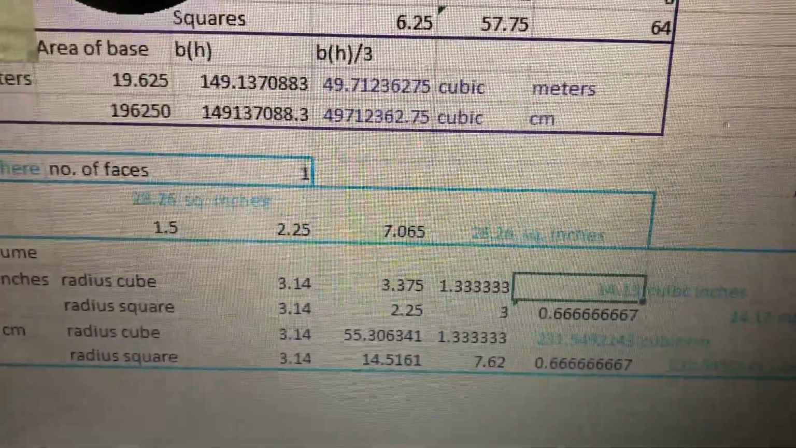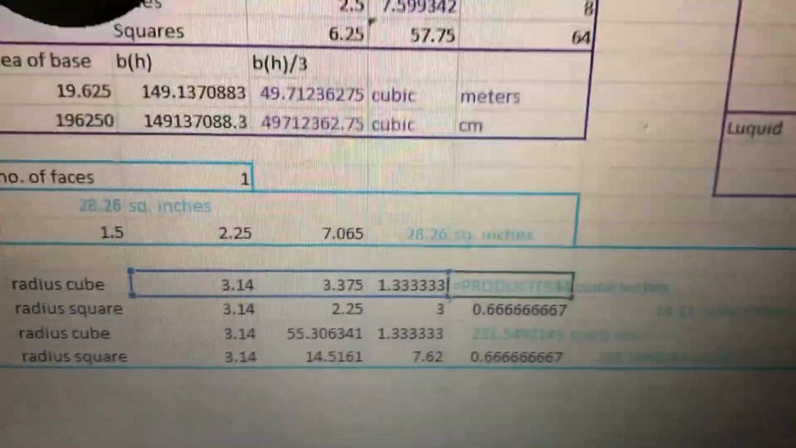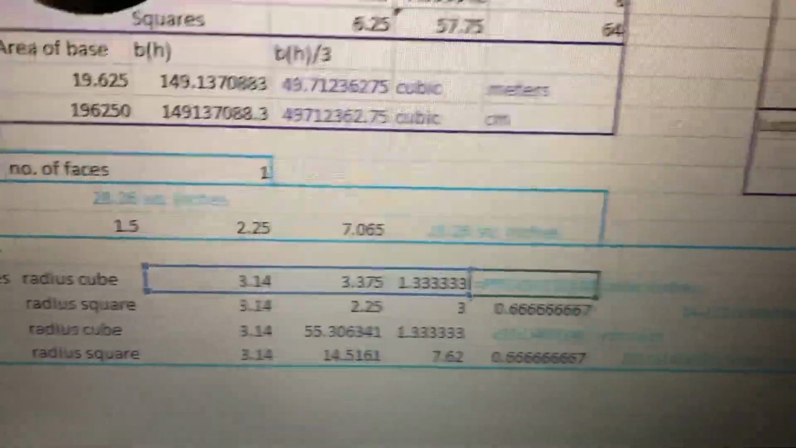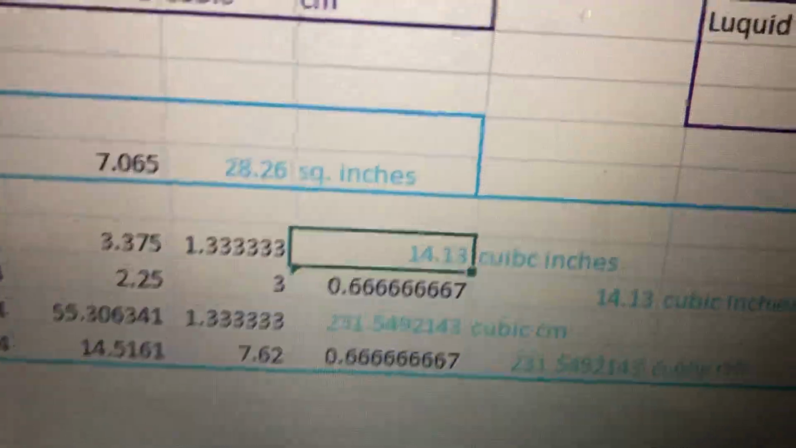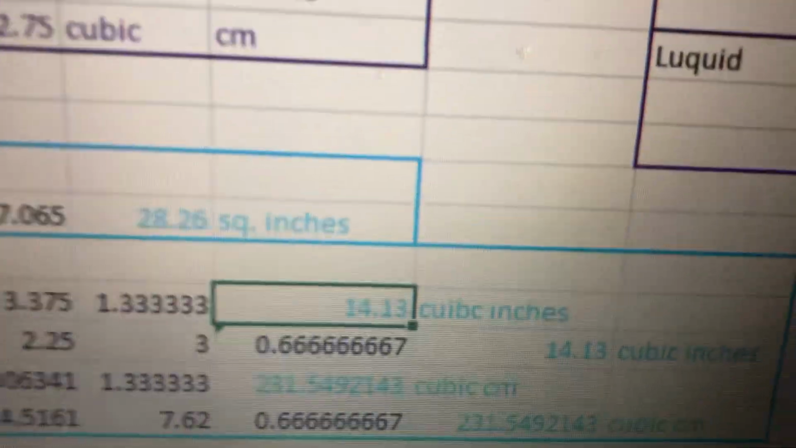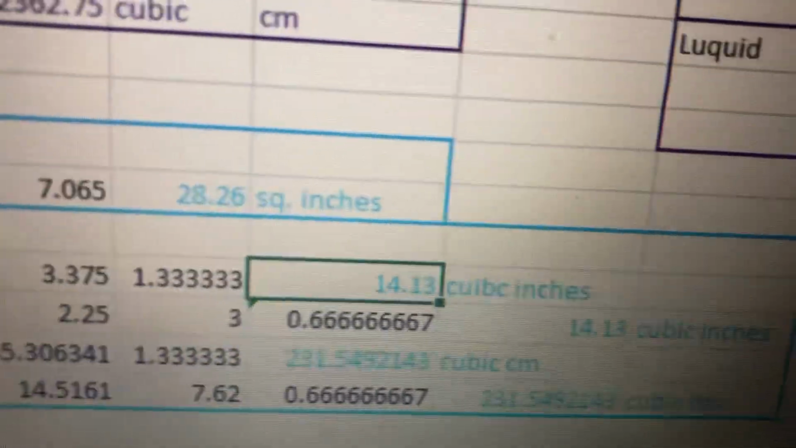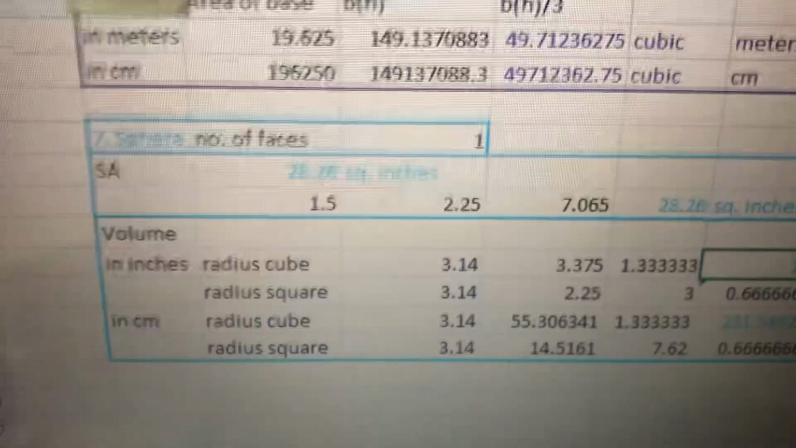We should get something like this. And then, pinadat ko to lahat. And you should get 14.13 cubic inches. Even if you were to do the alternative version, you should get the same answer din. You wanna see how? Ganito yun.